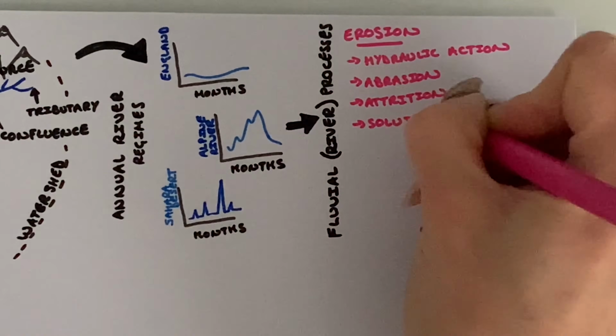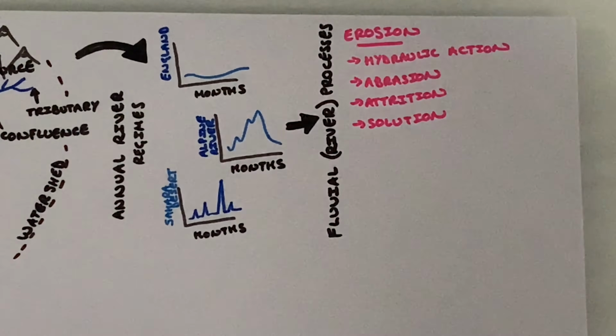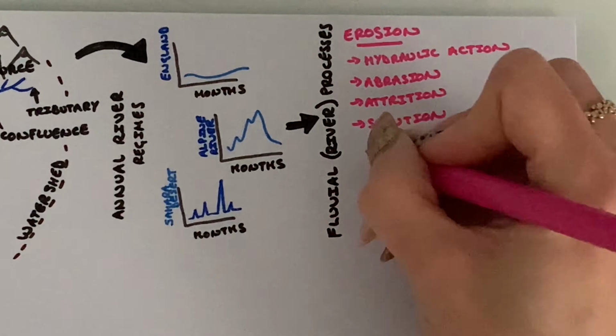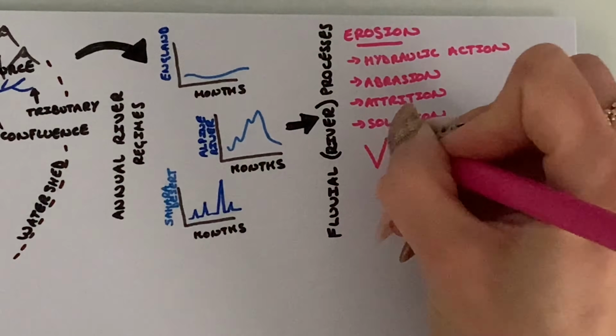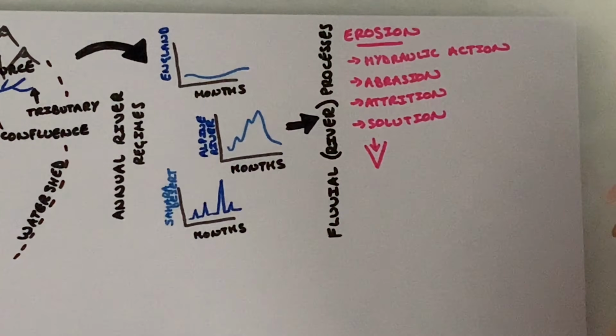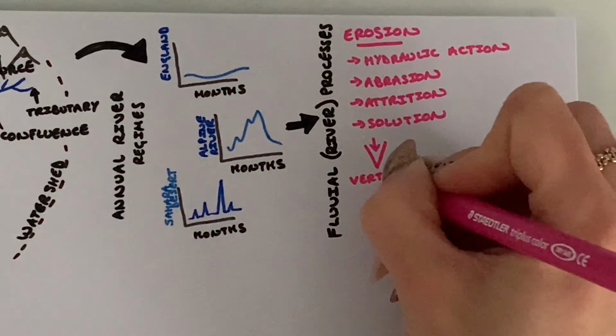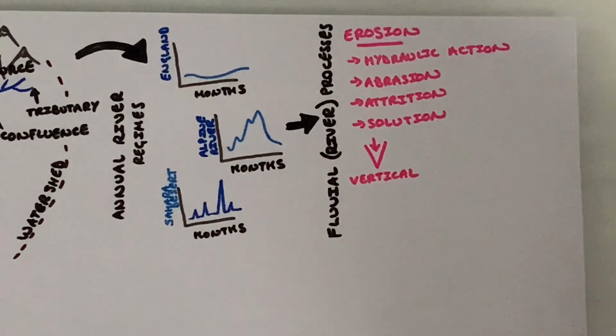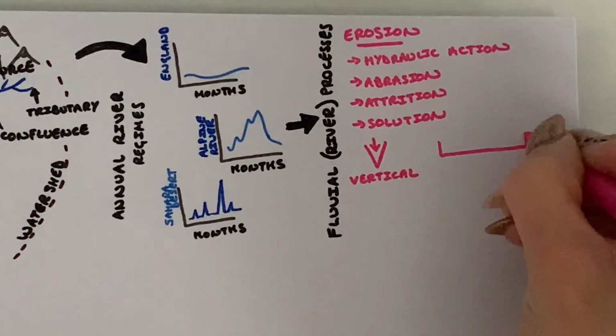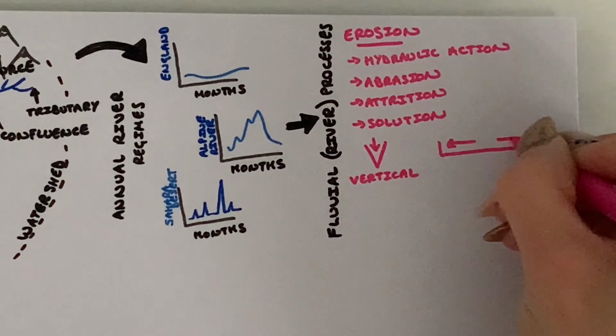Whereas attrition is eroded particles in the water, smashing into each other and breaking into smaller fragments and rounding off their edges. Whereas solution is that weak carbonic acid in the water of the river itself, dissolving rock. Now, rivers are very special. They also have two additional erosion processes.